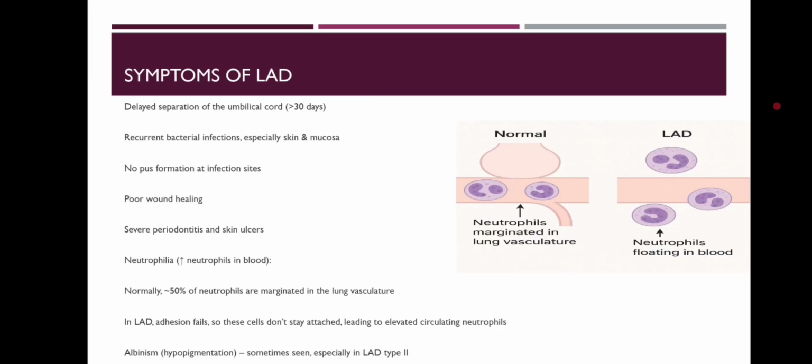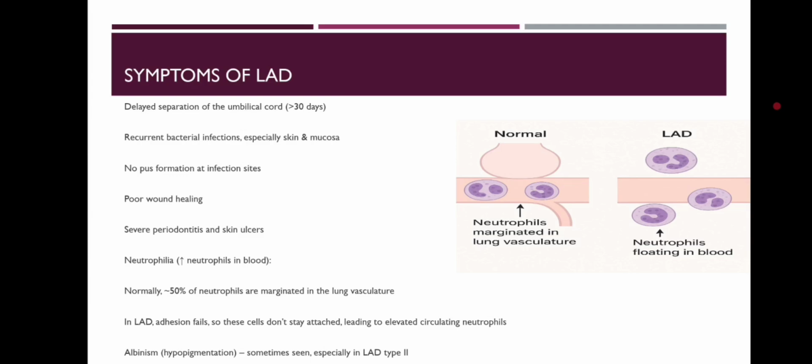So, what does leukocyte adhesion deficiency look like in a patient? The inability of white blood cells to reach infection sites leads to a characteristic set of clinical features. Delayed separation of the umbilical cord. This is often one of the earliest and most striking signs in newborns, typically lasting longer than 30 days. Recurrent bacterial infections. Patients suffer from frequent infections, particularly infecting the skin and mucous membranes like the mouth. A hallmark sign is the absence of pus inflammation despite active infection.